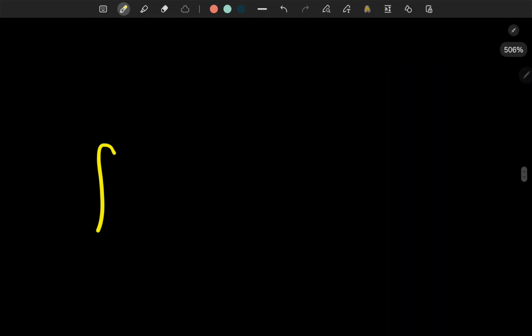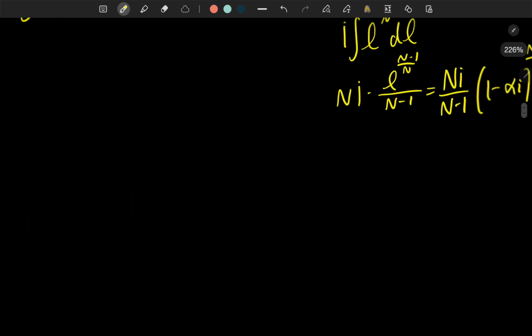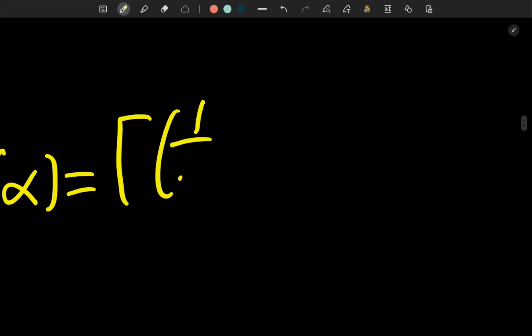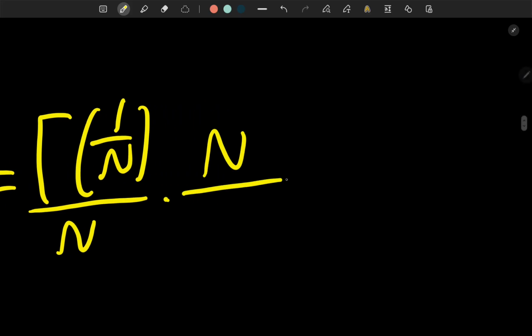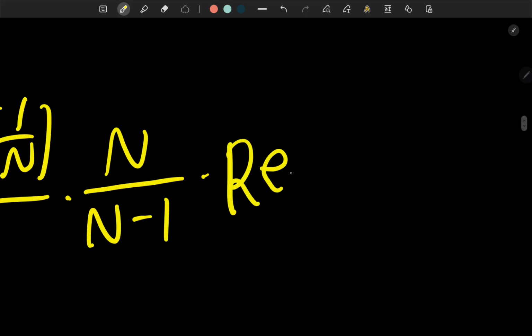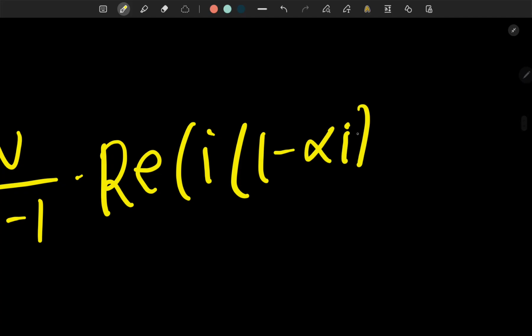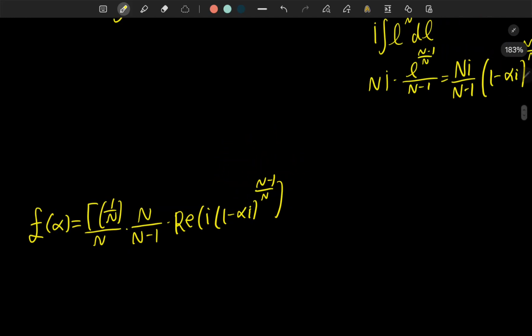So, f of alpha is equal to what exactly? Well, gamma of 1 over n divided by n times n divided by n minus 1 times the real part of I times 1 minus alpha times I to the power of n minus 1 over n. Okay. This is true.